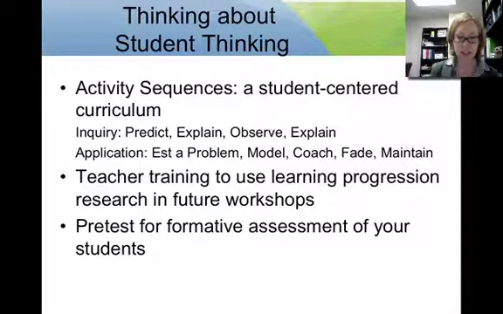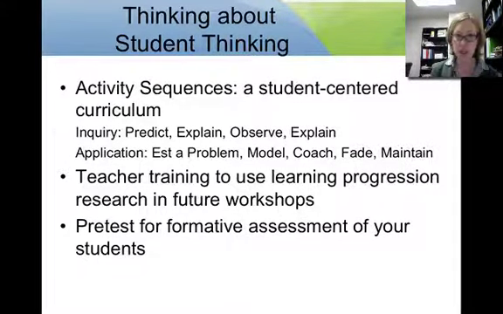The application activity sequence starts with highly scaffolded activities and then fades to place all the responsibility on the students for making explanations on their own. So the way we've used these sequences to structure the units helps, we think, make the units more about students' ideas. Secondly, we've done extensive research about student thinking, and this underlies all of the curriculum materials that we've developed.